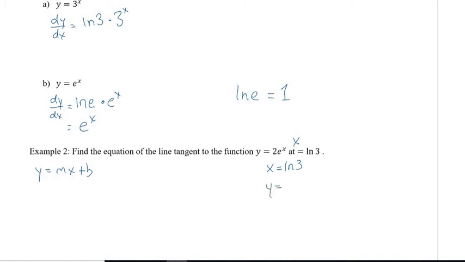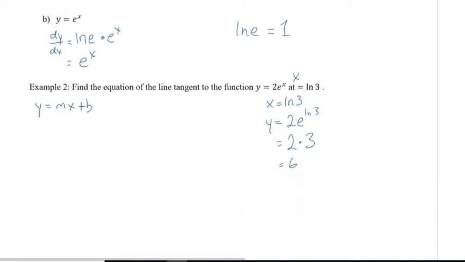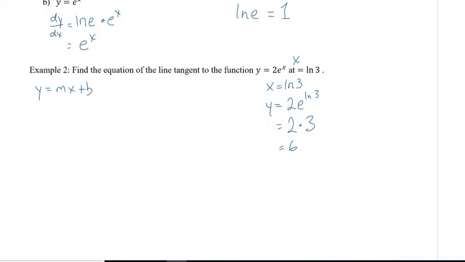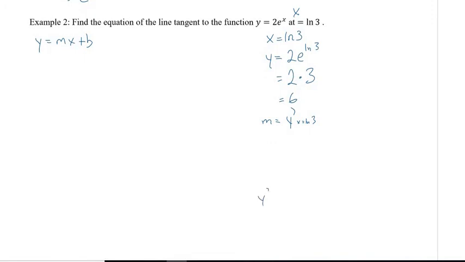y is going to be equal to 2 times e to the natural logarithm of 3. And think back, we said according to our rules, the natural log and the e to the power of cancel each other out. So it's just going to be 2 times 3, or 6. So now we just need to find the slope before we can solve for the y-intercept. The slope is going to be y prime at x equals natural log of 3. So let's find y prime.